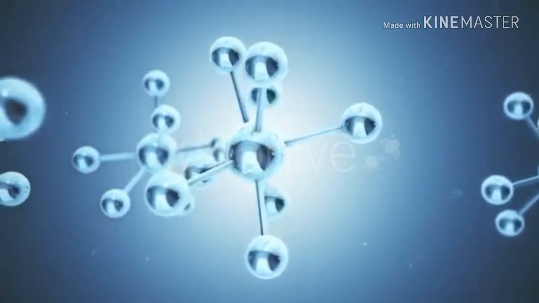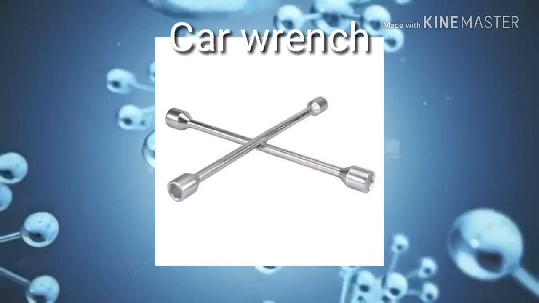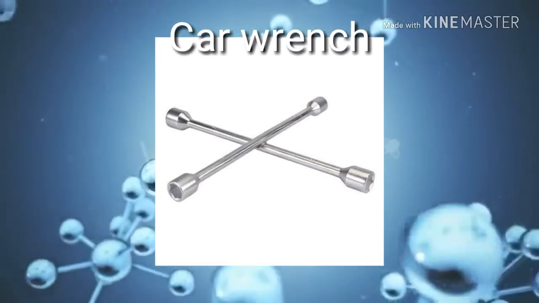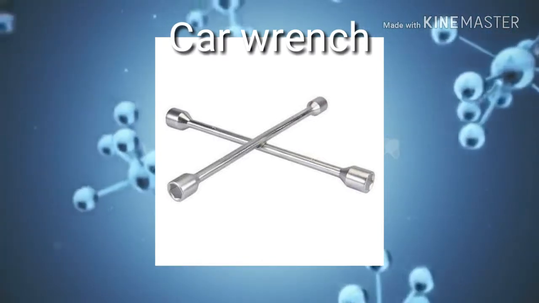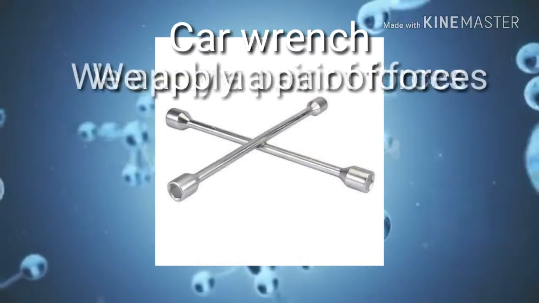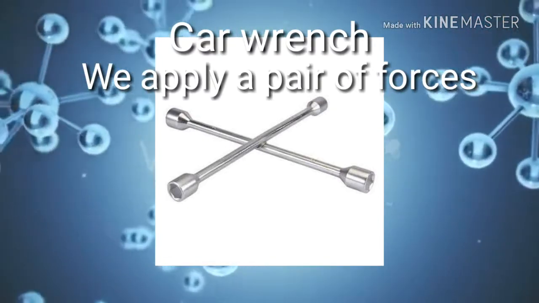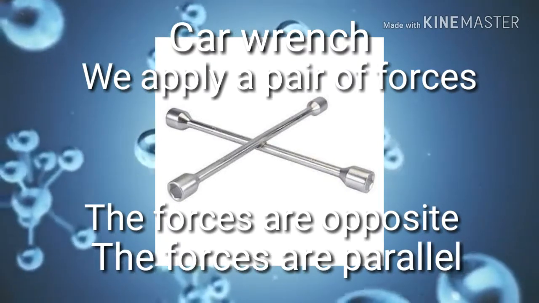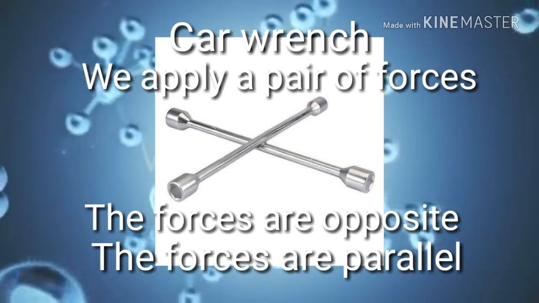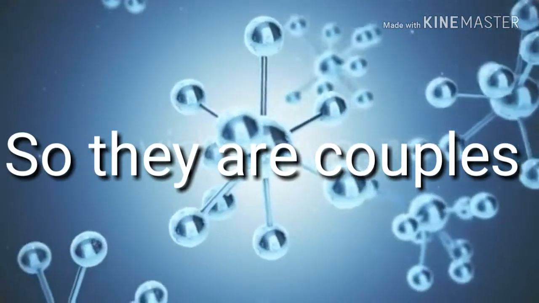For example, you might have seen a car wrench. So you apply forces with both your hands. One hand will become one force and the other hand another force. So a pair of forces, both the hands are applying forces in opposite directions and they are parallel. And also they do not lie on the same line, and hence they are couples.